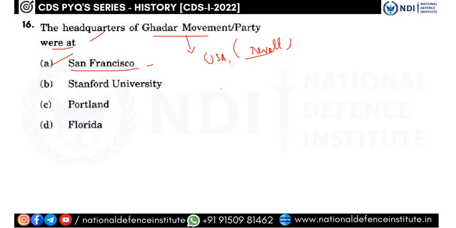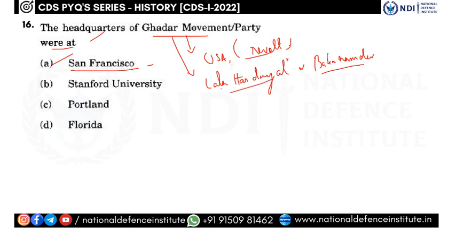Revolt. The main founders of this Ghadar movement were Lala Hardayal and Baba Ramdev. So these are the two important people behind the formation of the Ghadar movement. The majority were immigrants who went there from India to Canada and the US, mostly Sikhs, ex-soldiers and officers of the British Army, who started this organization.